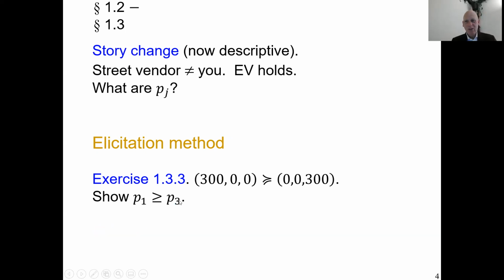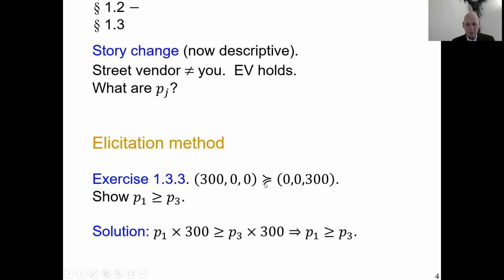I give you a minute to think about it, work on it, stop the video, work on it until you see it, and then come back. Okay, so now I assume you worked on it and came back, then I show you the solution. We have here this preference. That means the expected value of this triple is at least as much as of that triple. That means the expected value of this triple is P1 times 300 plus 0, 0. The expected value of that triple is 0, 0 plus P3 times 300. So we get that the inequality means P1 greater or equal P3.